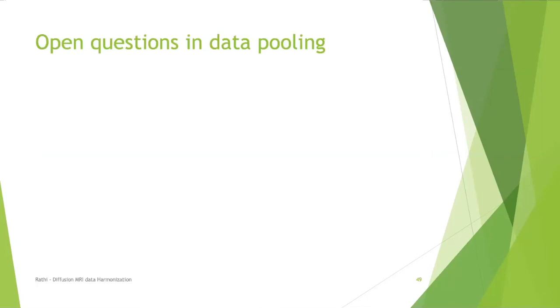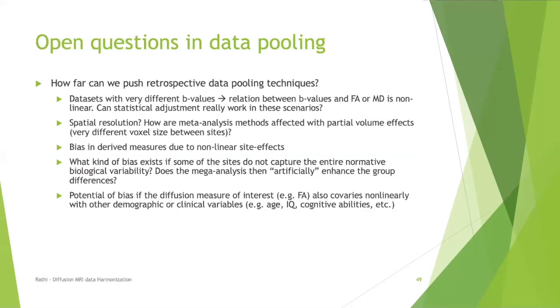Some open questions regarding data pooling. I would say there are certain things to keep in mind and give a thought to before you do this retrospective data pooling, use these data pooling techniques. What if the data sets have very different b-values? We know that the b-value and the FA and mean diffusivity don't vary linearly. So there is a nonlinear relationship there. How does the statistical adjustment work in this case? What about spatial resolution? If you have two data sets with very different spatial resolution, partial volume effects will be an issue. And there could be bias due to nonlinear site effects as well.